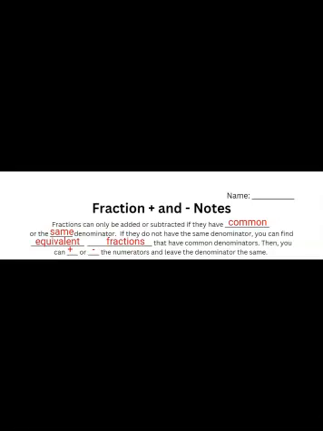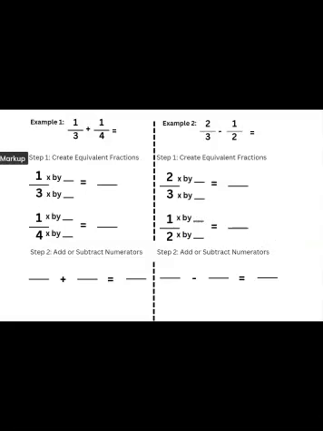Then, only once you have the same denominator, you can add or minus the numerators and leave the denominator the same. Make sure you have that written down before we try our first two examples. Our first example says 1/3 plus 1/4. Since this denominator is a 3 and this denominator is a 4, they obviously do not have common or the same denominators. So first, step 1 is we are going to create equivalent fractions.